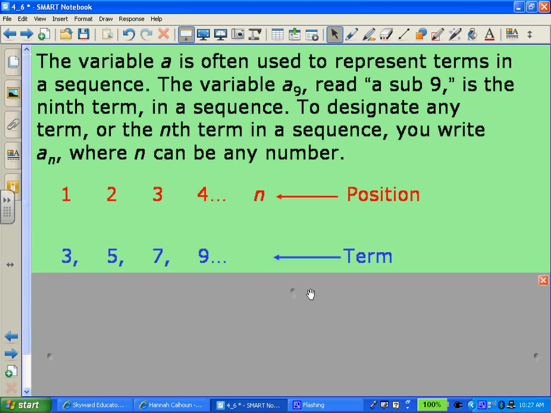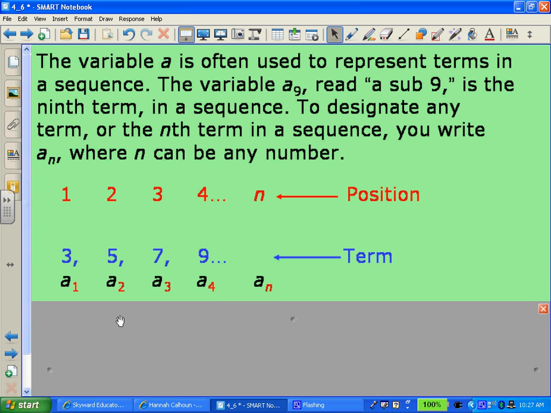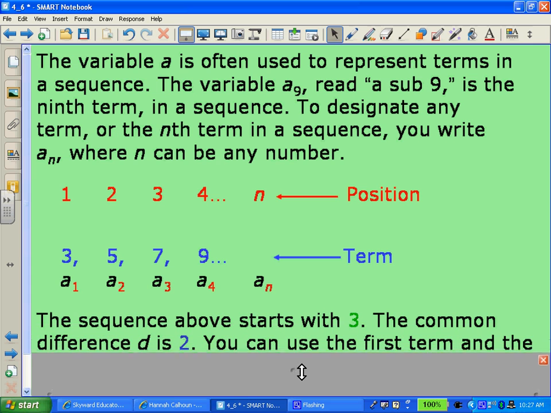So let's look here at this sequence 3, 5, 7, 9. 3 is the first term, 5 is the second term, 7 is the third term, 9 is the 4th term, dot dot dot, it would go on. So I would then label 3 a sub 1, 5 a sub 2, 7 a sub 3, 9 a sub 4, and so on.